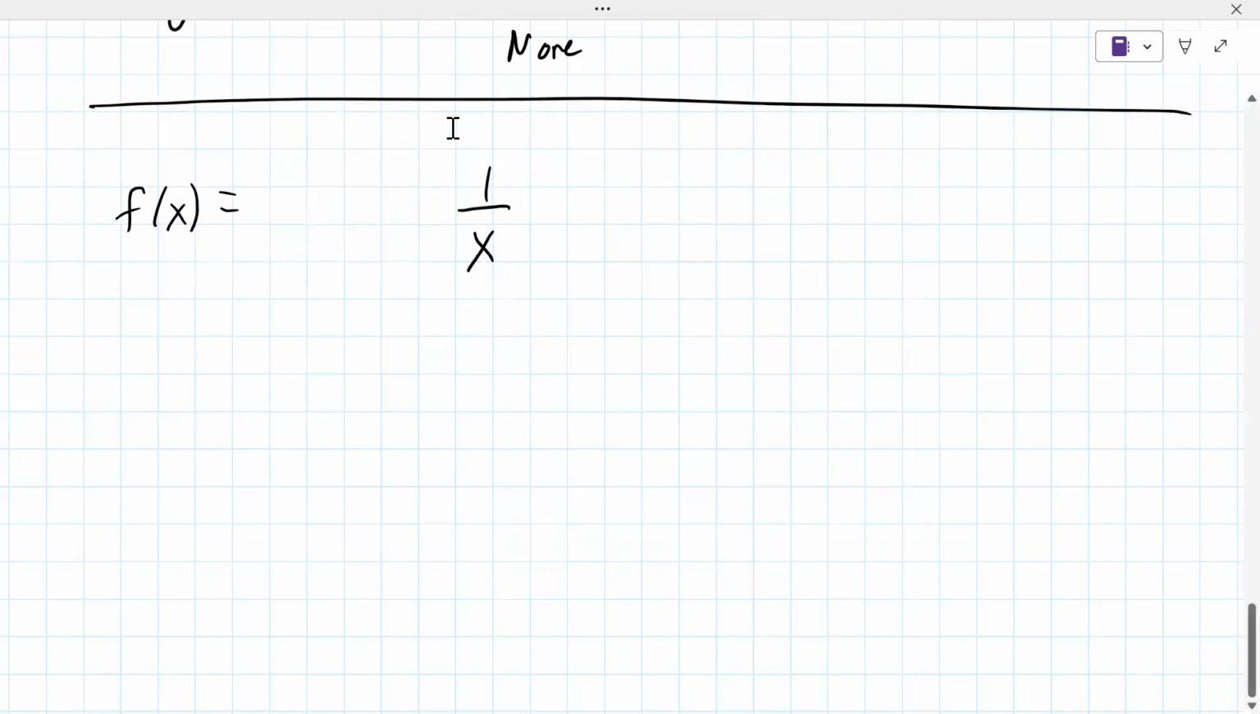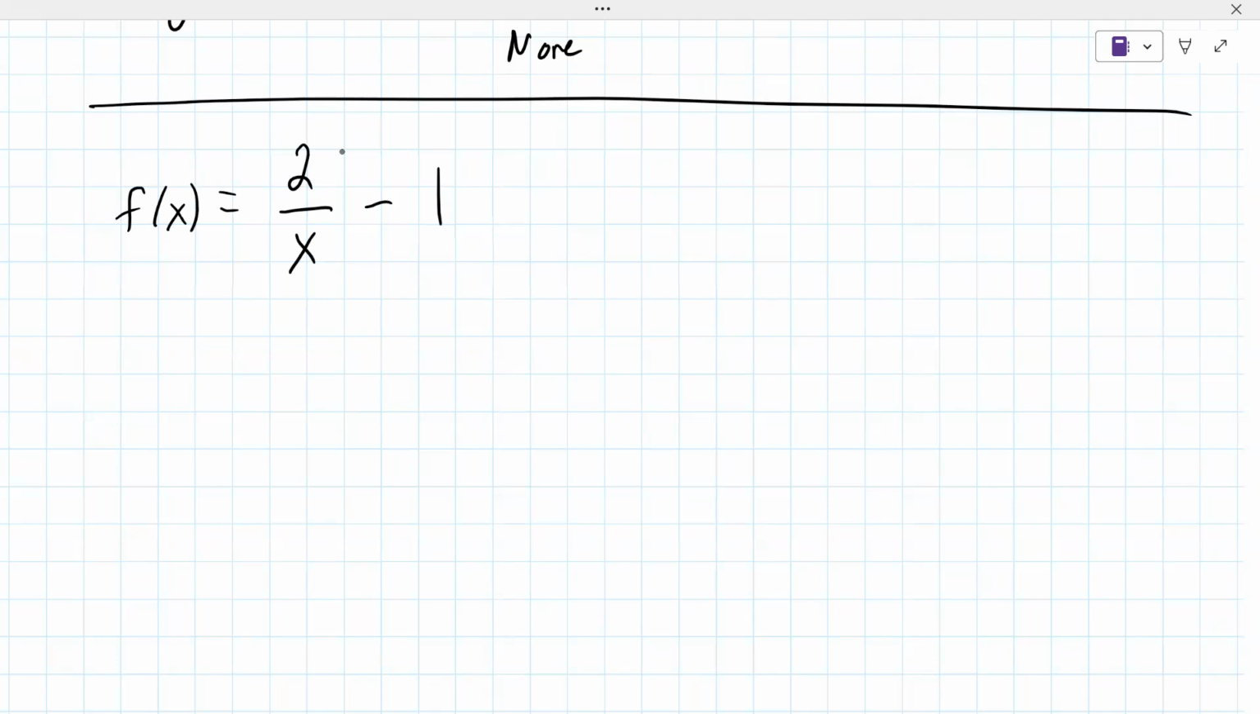Okay. So let's say it's, actually, we'll make this a little bit more good. Let's say f of x equals 2 over x minus 1. I'm just going to make it f of x equals 2 over x minus 1 over 1.